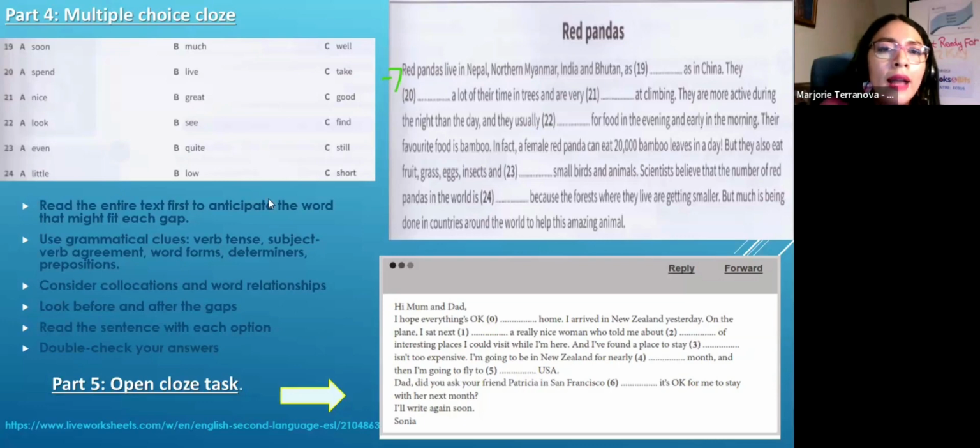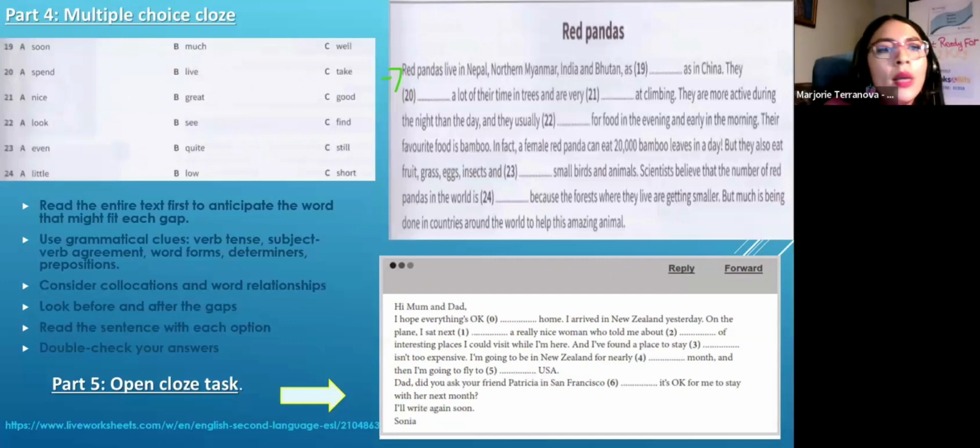So, as I was telling you, number 19, right? China and these other places. What do they have in common? They are all countries. So I look at my options and I see as soon as, much as, and as well as. If the student still doesn't have the answer, at this point they should know, okay, if we are talking about similar things, similar places, I need to look for a synonym of similar, a synonym of also, right? If they don't find it at that point, maybe you can tell them, okay, let's look at every single option.